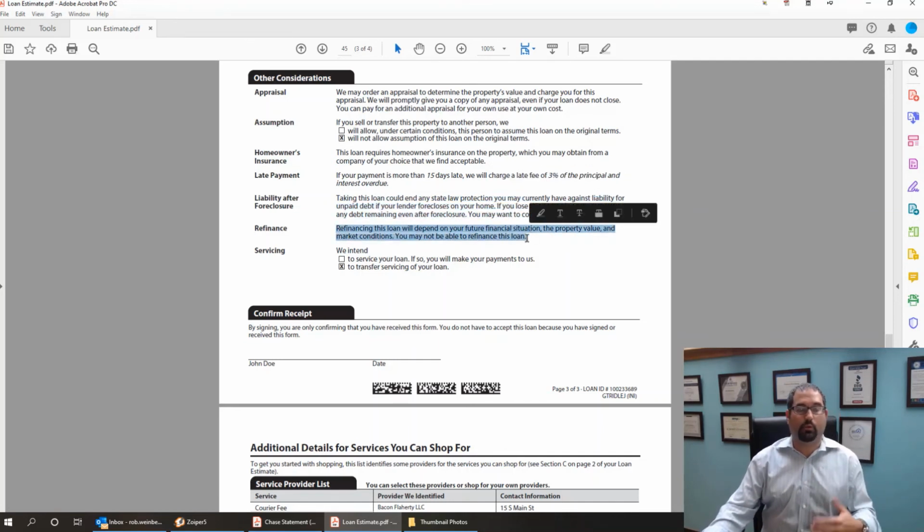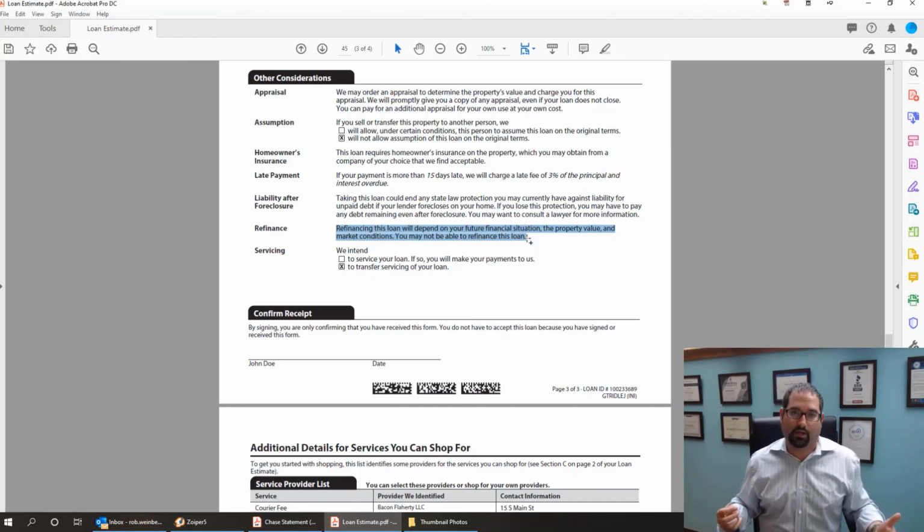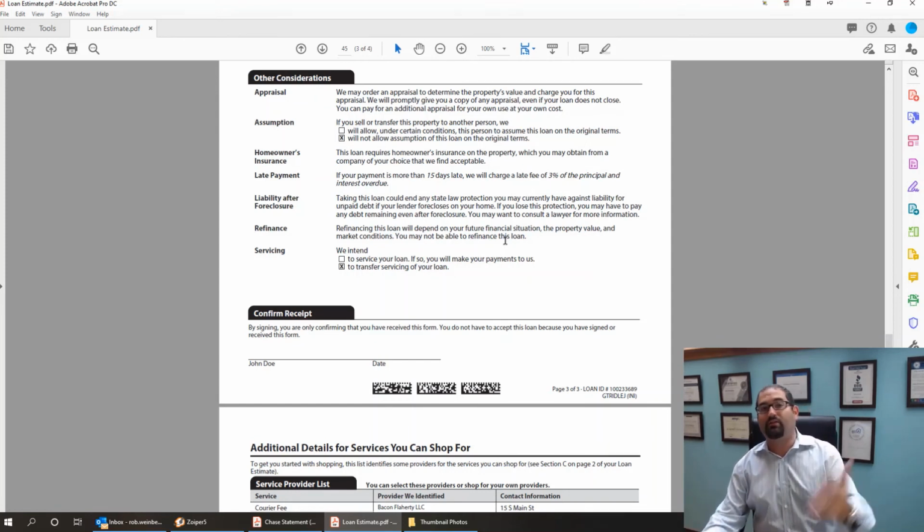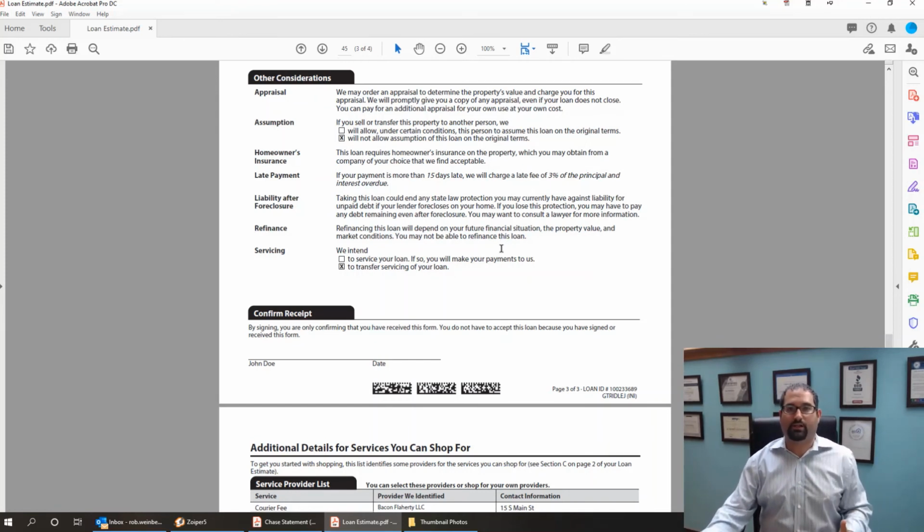Refinancing this loan will depend on your future circumstance, your future financial situation, the property value, and market conditions. Even if your lender insists, oh, you can refinance in a year, you can refinance in 6 months, this disclaimer right here is telling you you may not be able to refinance in 6 months. What if your credit goes down? What if your property value, your area, the values go down, you don't have enough equity to refinance? Any of those circumstances could happen, and even if you have all the other criteria, you may not qualify to refinance, so understand that.